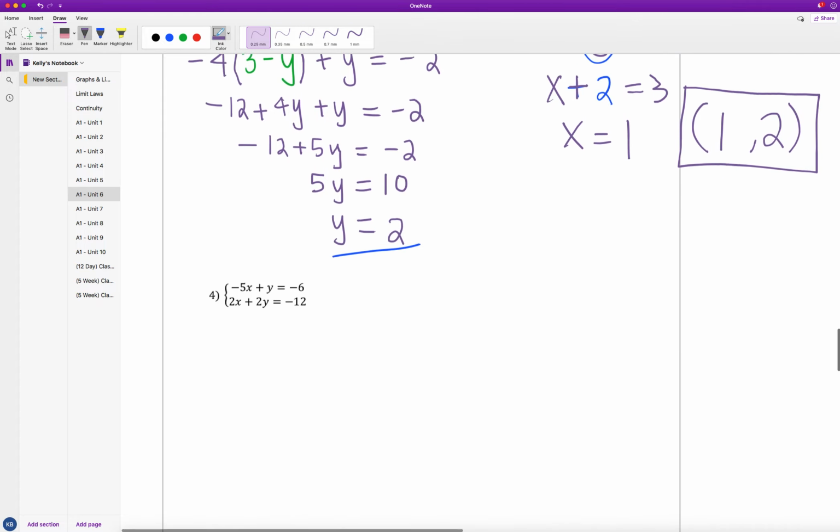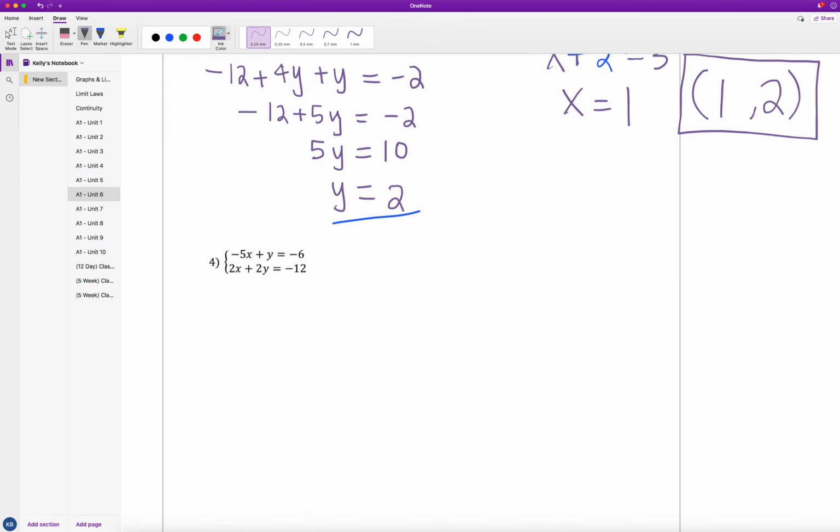Let's look at example 4. So example 4 says -5x plus y equals -6, and 2x plus 2y equals -12.